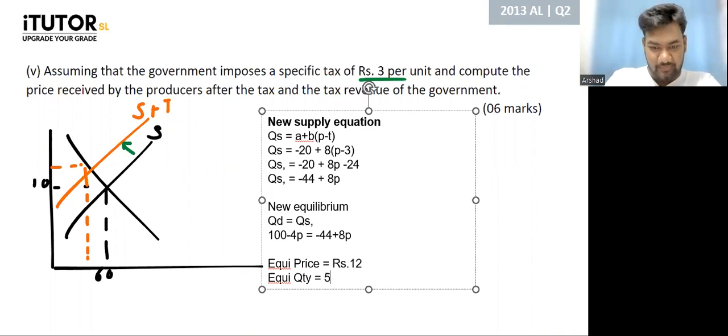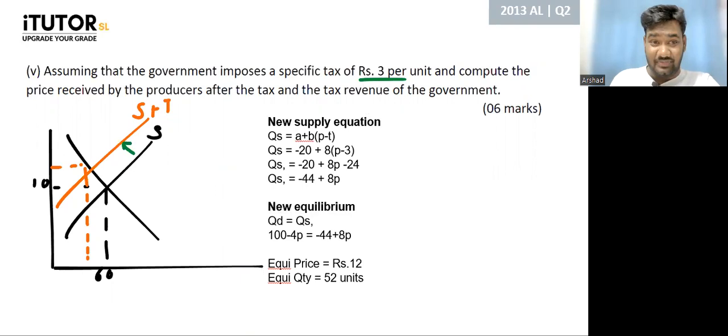Quantity is 52. Okay. So I'm going with the answers that you all gave me on the chat box. Guys, I'm skipping those steps because those are very basic. I'm hoping by now you all know. Please don't miss classes. Okay. So the new price is 12 and the quantity is 52. Is that what they're asking in this question?